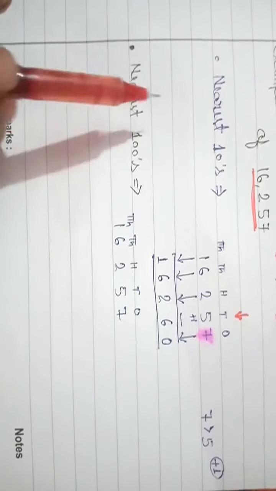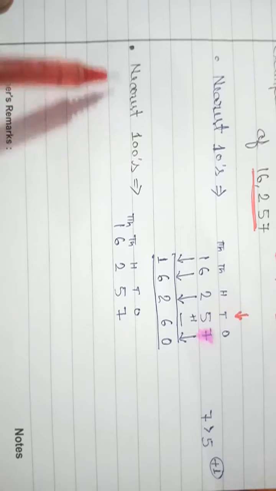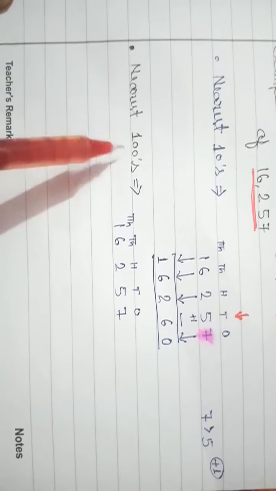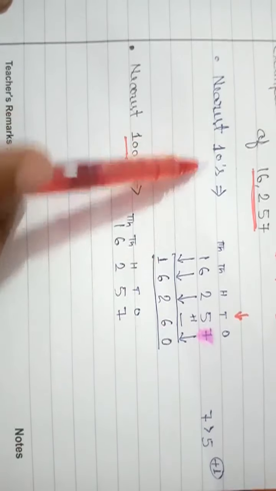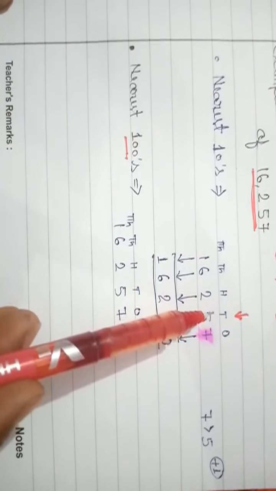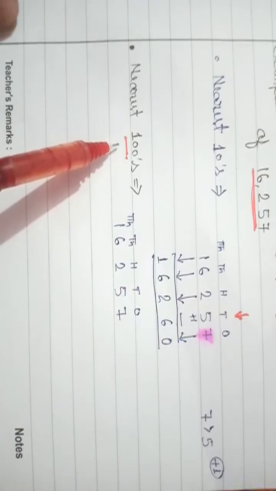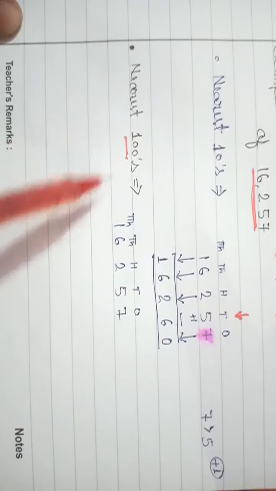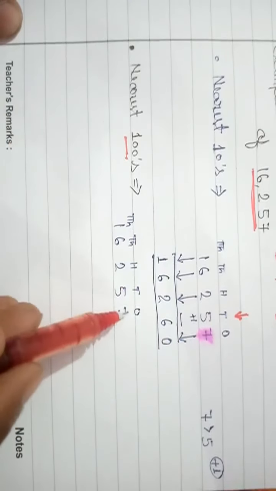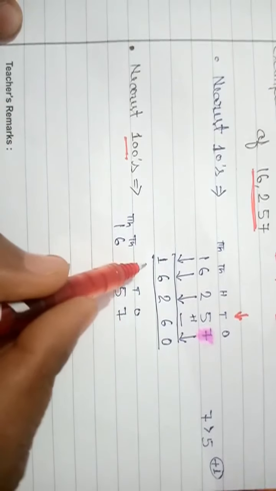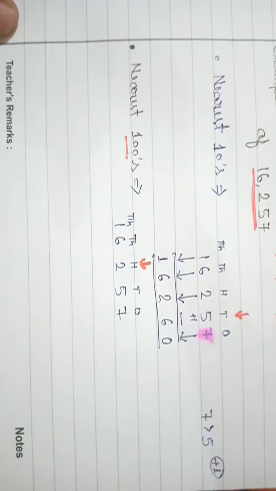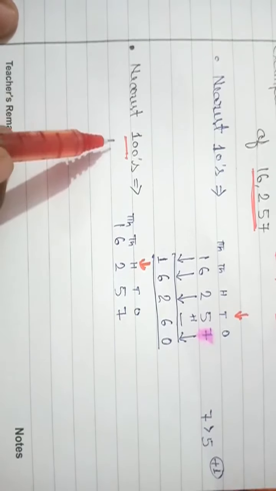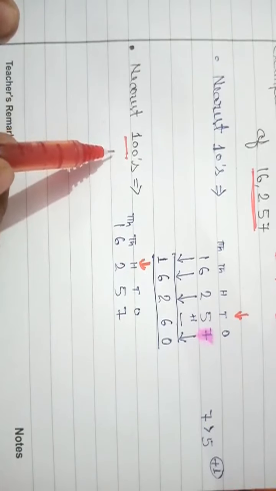Our first step, highlight, target your 100 प्लेस. यहाँ पे हमने टेंस निकाला तो हमने टारगेट किया था 10th प्लेस को, बट हेयर वी आर फाइंडिंग नियरेस्ट 100, so we will target our 100 place. So ones, tens and 100. So target your 100 place. And now we will compare with 50 because 100's half is 50.